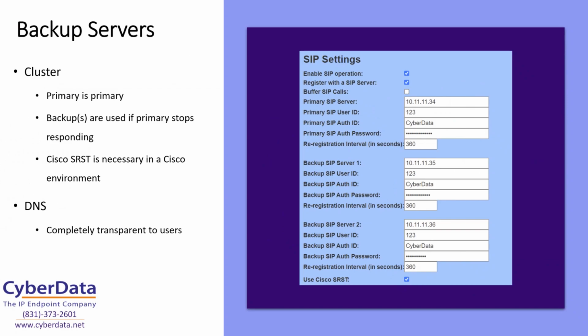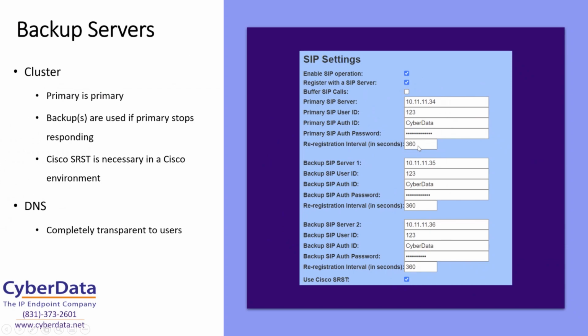So that's why you need the setting Cisco SRST. It's a slight adjustment to the actual registration process when we're registering with the primary and the backup servers. With Cisco SRST enabled, we'll maintain actual registration with our SIP server here. So let's say we're going through our registration process. We'll send out a register to say, hey, I am this device, I want to register at extension 123. Here's my username, I am CyberData, and here's my secret password. And I'd like to be registered at extension 123 for 360 seconds.